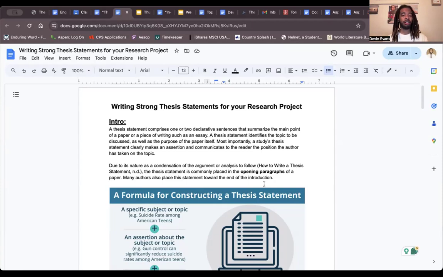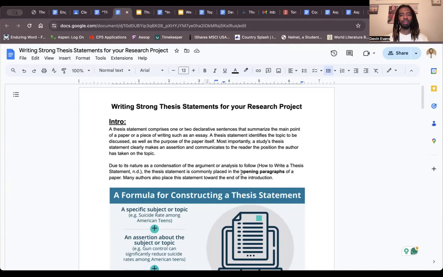As you all see here, a thesis statement is one or two declarative sentences. First of all, I should remind you right now, it's one to two sentences. Declarative, declaring something, arguing something, that summarizes the main point of a paper or piece of writing in an essay. Every single paper you write, most of them at least, I can't think of one in my mind right now that doesn't require one. It needs to have a thesis statement.